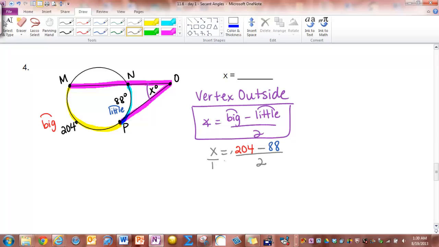Solving this, we put x over 1 and cross multiply. x times 2 is 2x equals 204 minus 88, which is 116. Dividing both sides by 2, we get x equals 58 degrees.